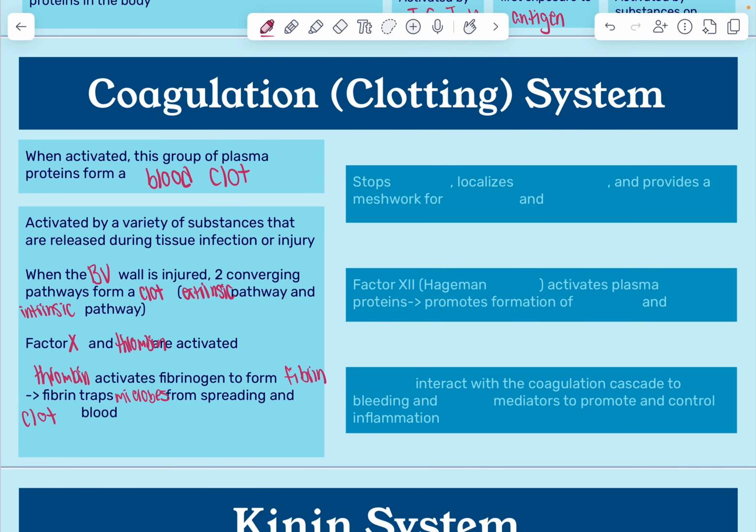This system is overall going to help stop bleeding. It's going to localize microorganisms, and it's going to provide a meshwork for repair and healing.